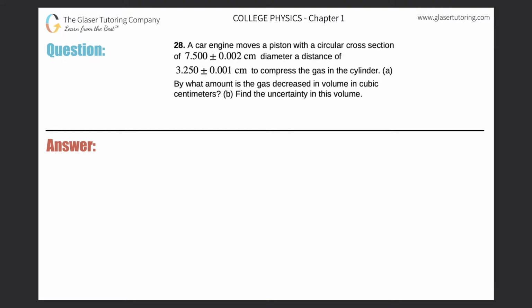Number 28. A car engine moves a piston with a circular cross-section of 7.5 plus or minus 0.002 centimeters in diameter, a distance of 3.25 plus or minus 0.001 centimeters to compress the gas in the cylinder. So A, by what amount is the gas decreased in volume in cubic centimeters?